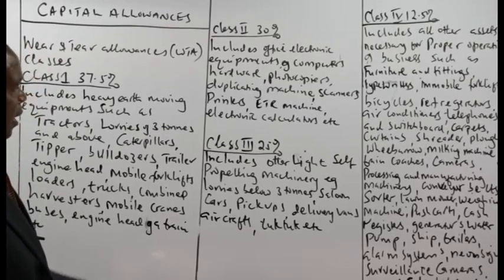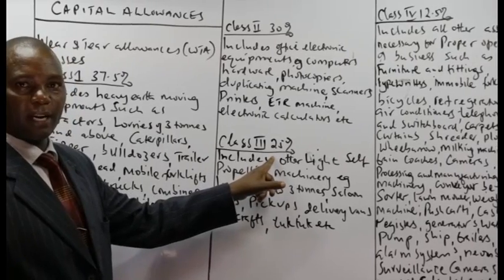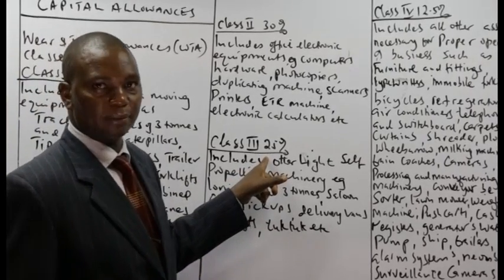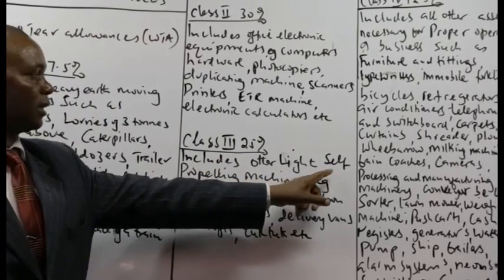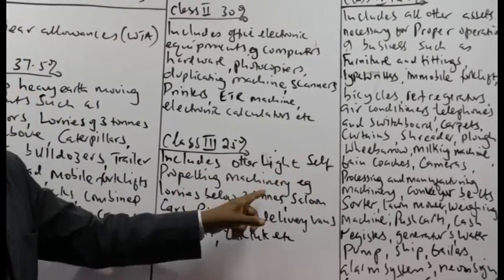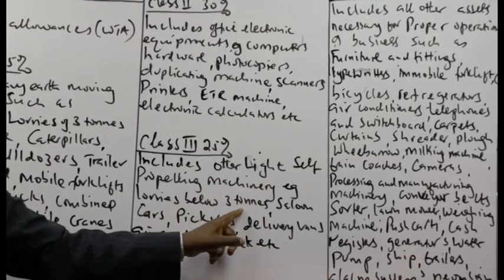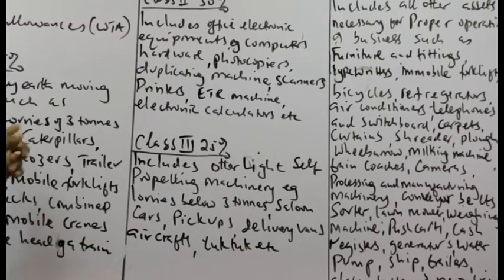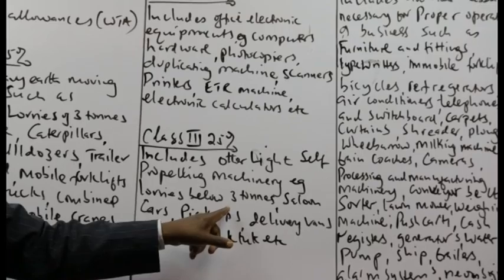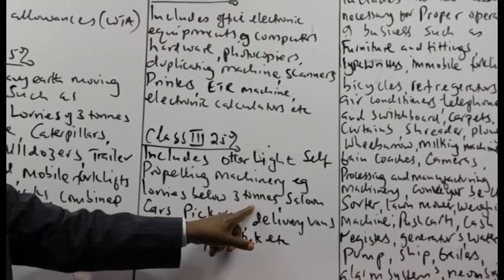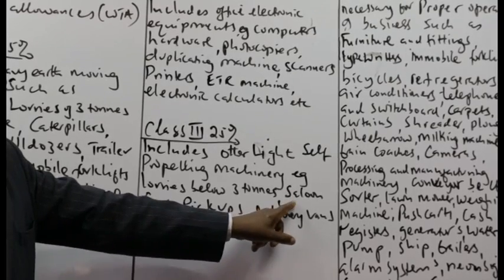Then we have the third class, class 3. The wear and tear is granted at the rate of 25%. Now this class includes other light self-propelling machinery, e.g. lorries below 3 tons. Remember here we had put lorries above 3 tons in class 1. So here you bring lorries below 3 tons. Even delivery vans below 3 tons will be here. Then we have saloon cars.